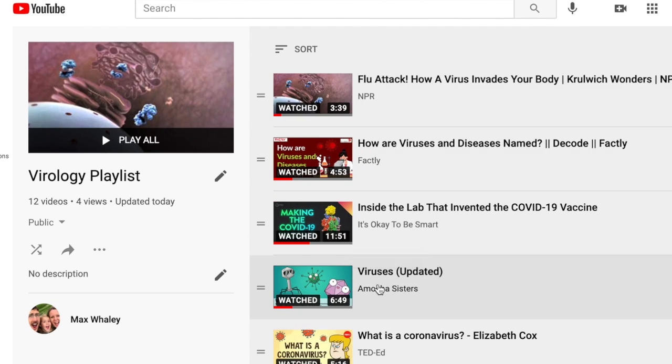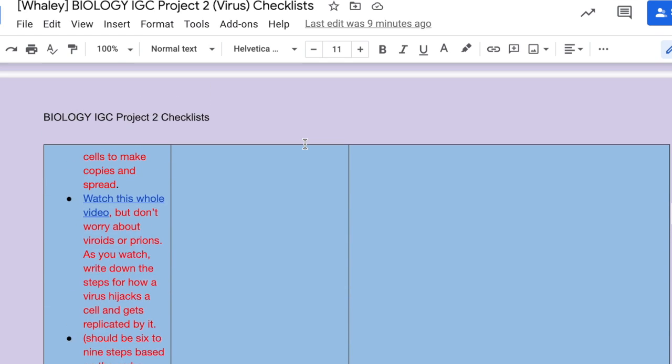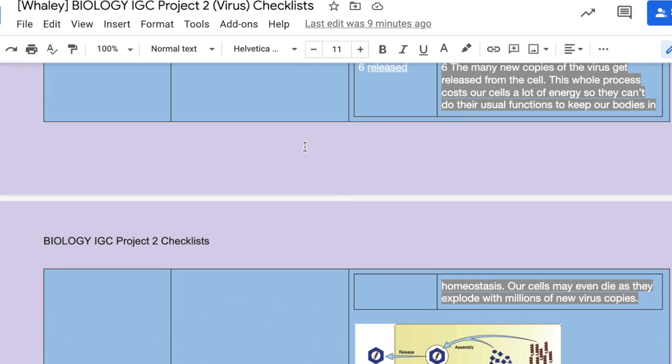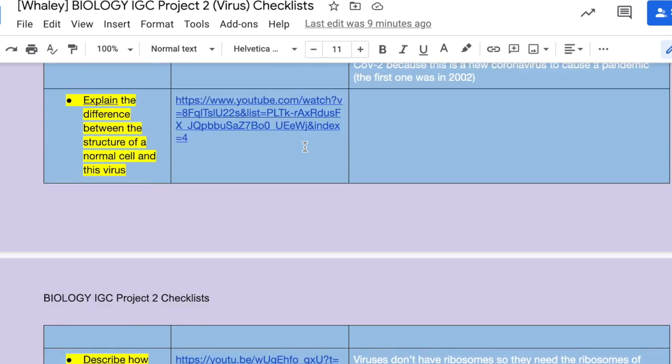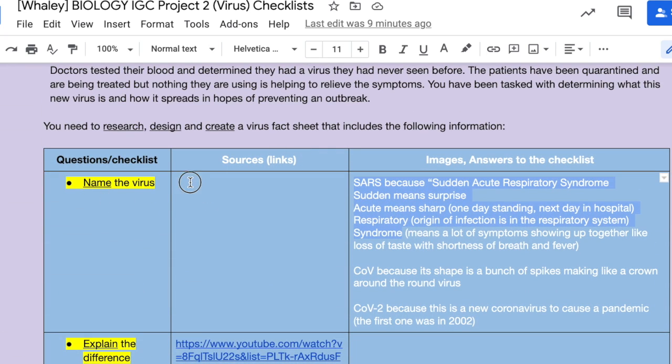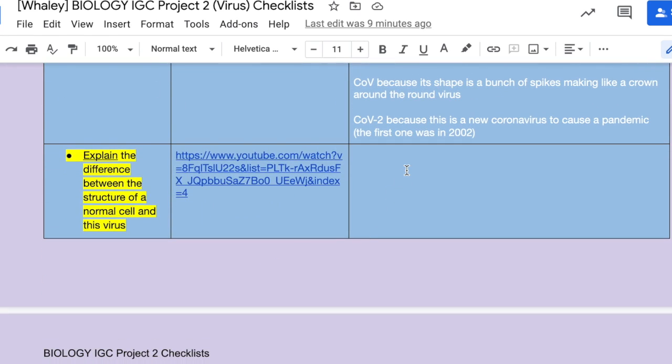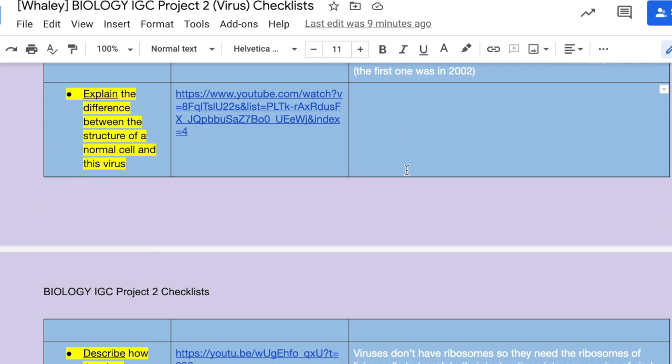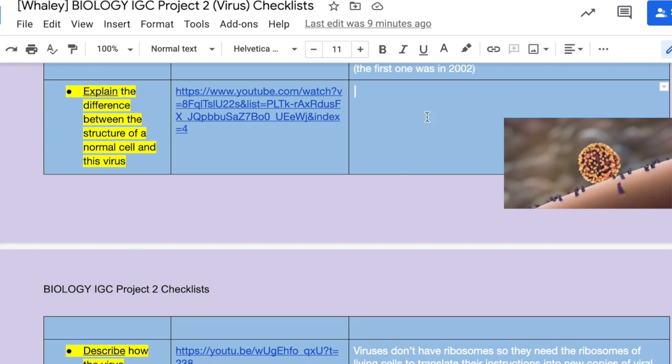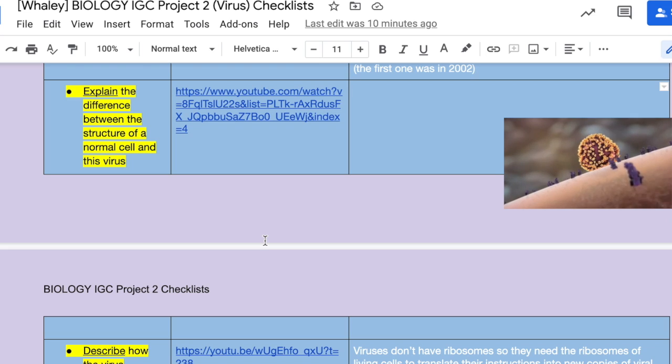Here's the Amoeba Sisters one. And here's the naming one. So I would take this one, go to this, and copy and paste that link and put it in my cells up here for my resources, where it says name the virus. I'd put my link right there for that other video. And I would start putting this project checklist together, start taking notes on this information.